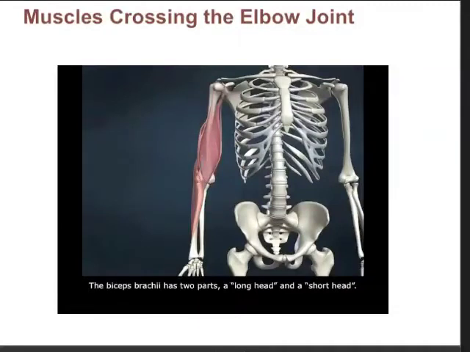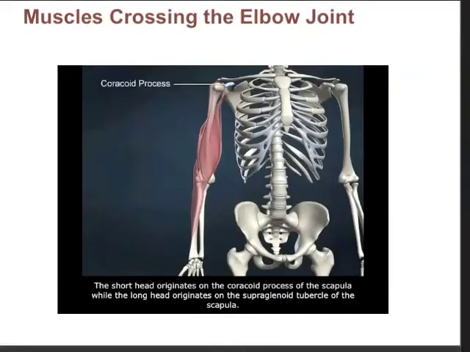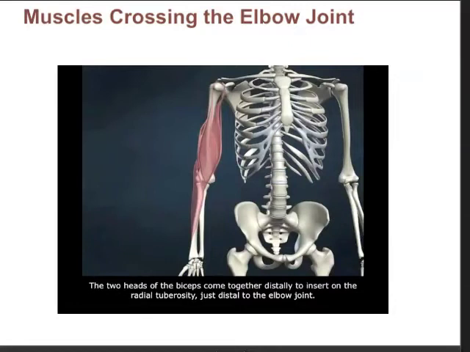The biceps brachii has two parts, a long head and a short head. The short head originates on the coracoid process of the scapula, while the long head originates on the supraglenoid tubercle of the scapula. The two heads of the biceps come together distally to insert on the radial tuberosity, just distal to the elbow joint.